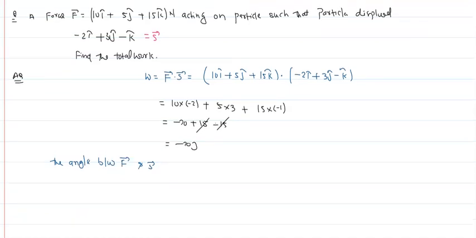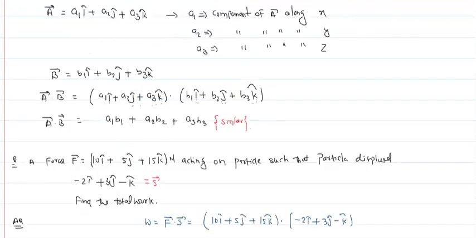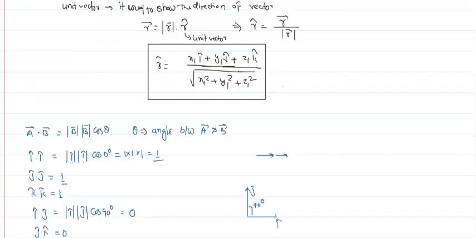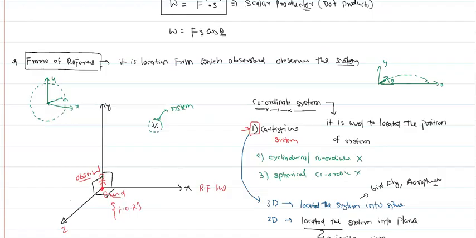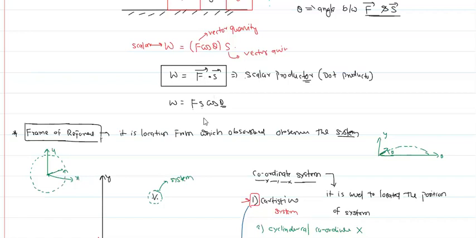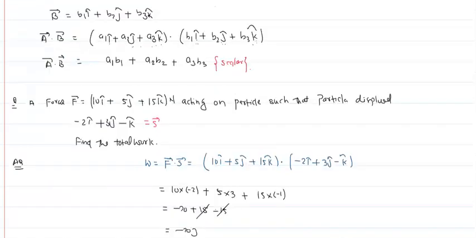Okay, so someone asks you to find the angle between the F vector and the S vector. How can you find it? You can easily find it. See, f dot s equals what? F S cos theta. Yes, so it is very simple.